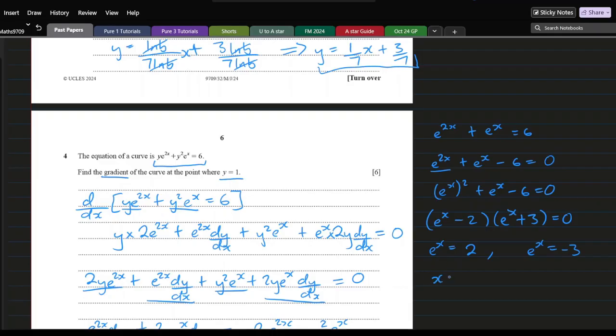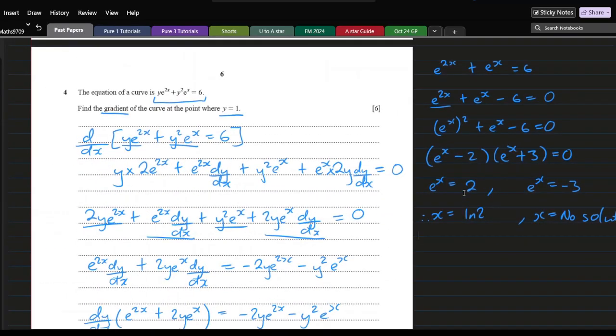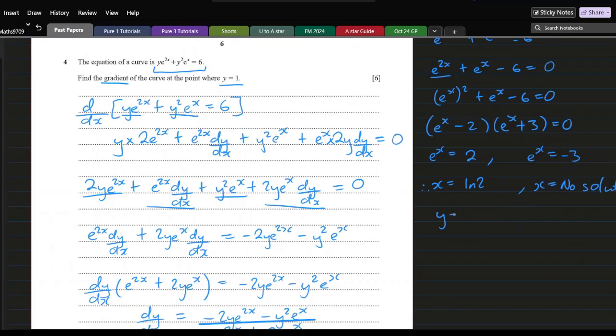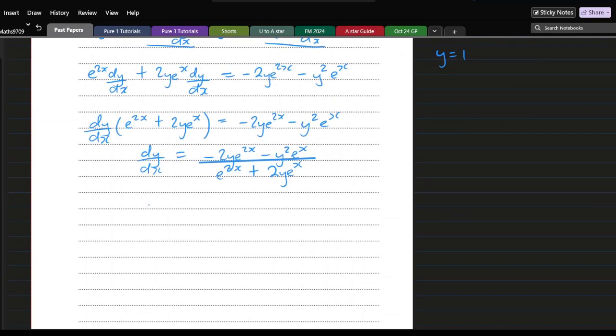So this becomes x is equal to ln 2, and in the other case, if we apply the natural logarithm, we get an error because the natural logarithm does not take negative values. So here there are no solutions. Okay, so the x value that we're taking is x is ln 2. So we're saying when y is 1, our x is ln 2.